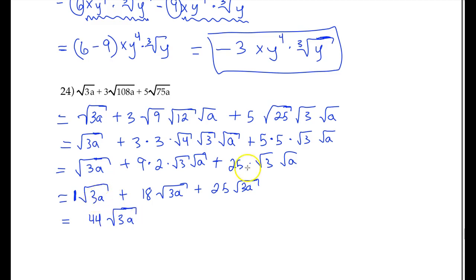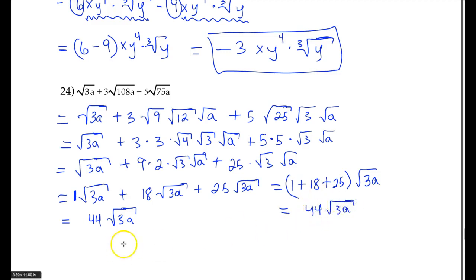Okay. Now, if you don't like the way that I just did it, notice that here, square root of 3a is a common factor amongst all those terms. So here I could rewrite this as 1 plus 18 plus 25, and then factor out the square root of 3a. And of course here 1 plus 18 is 19, 19 plus 25 is 44. And so you could get it that way too. So either way, you will still end up with the same answer.